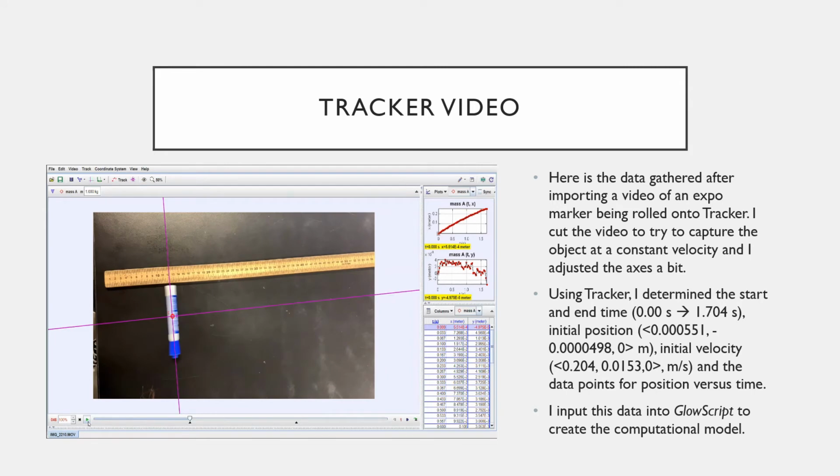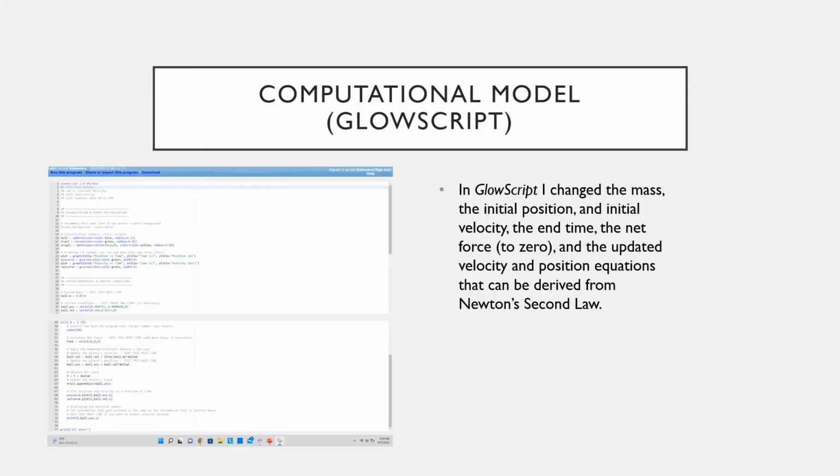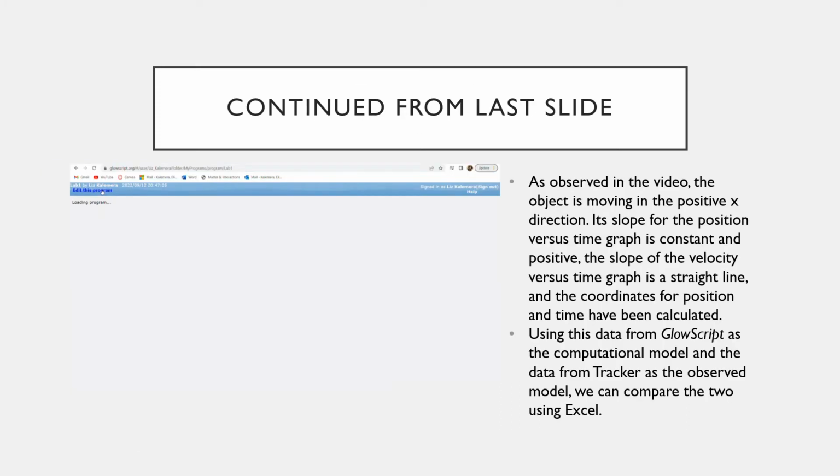Using Tracker, I determined the start and end time, the initial position, the initial velocity, and the data points for position versus time. And I input all this data into GlowScript to create the computational or predicted model. In GlowScript, I changed the mass, the initial position, the initial velocity, the end time, the net force to zero, and the updated velocity and position equations that can be derived from Newton's second law. Here is the resulting video from GlowScript.